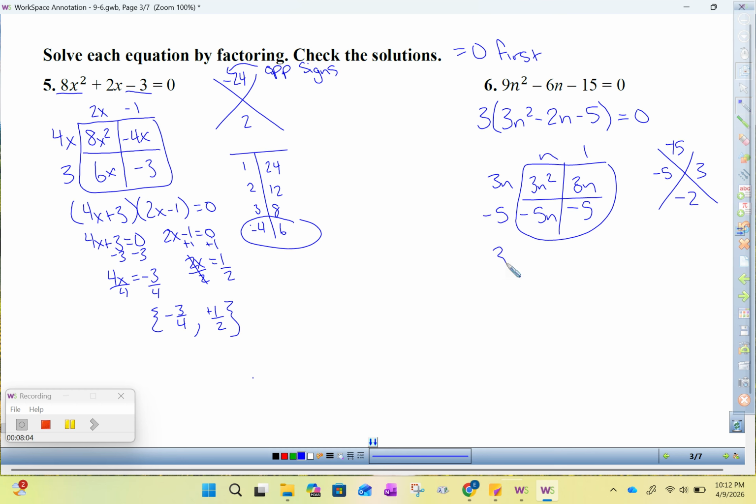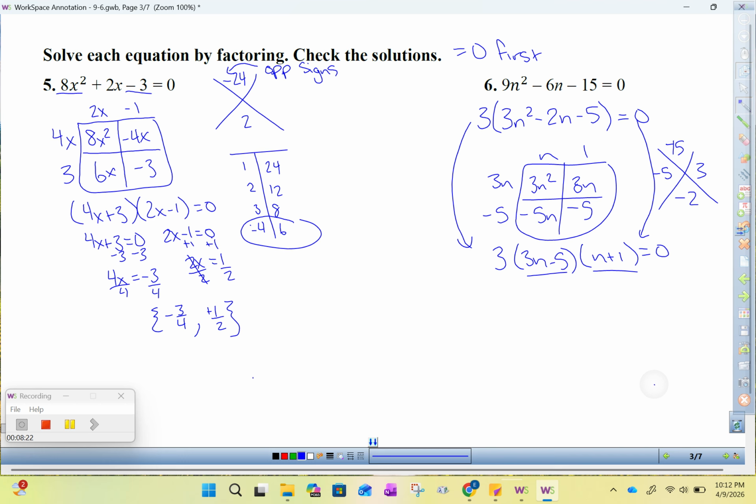So you should have come up with a 3 in front. Make sure you drag that down, just like with the equal 0. And then 3n minus 5 and n plus 1. Remembering that these two pieces, those binomials, can be flipped around. That's okay. We just want to make sure the negative is with the 5 and the positive is with the 1, because I have to get to that negative 5, and those negatives being in the right place are what help me get to that middle term.